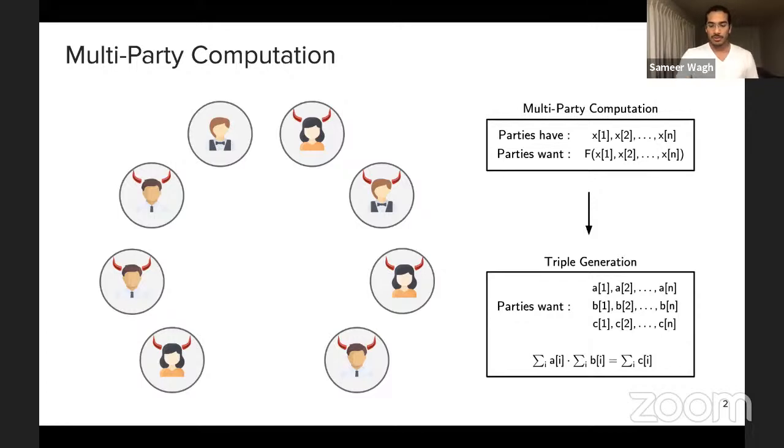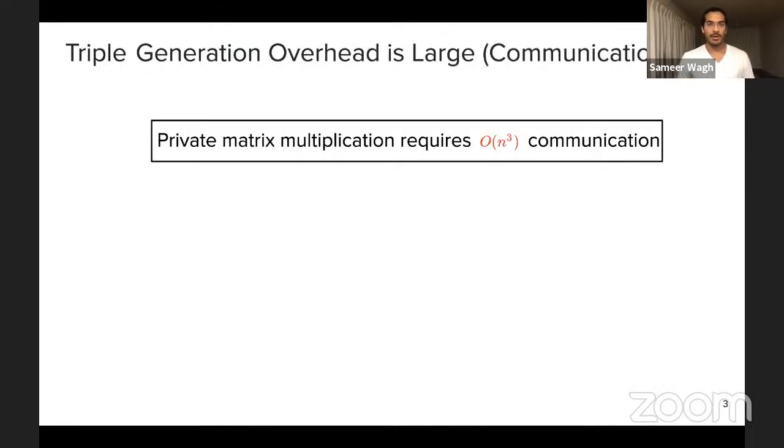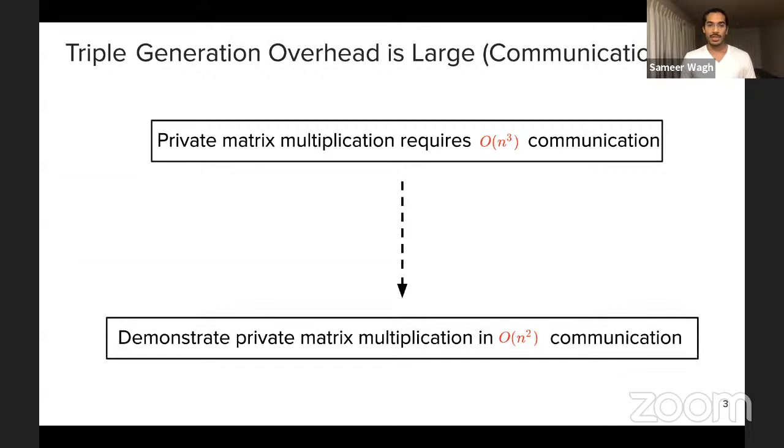So let me talk about the central result of this work. The overhead of triple generation in this line of work is generally prohibitive. In particular, it takes order n cube amount of communication to do private matrix multiplication, or generating matrix triples in particular. In this work, what we show is you can actually do these matrix multiplication, or just Beaver triples, but of matrices, in order n square communication. I'm presenting this for matrix multiplication. In general, this holds for bilinear triples, and for some of the details I'll refer to the paper.